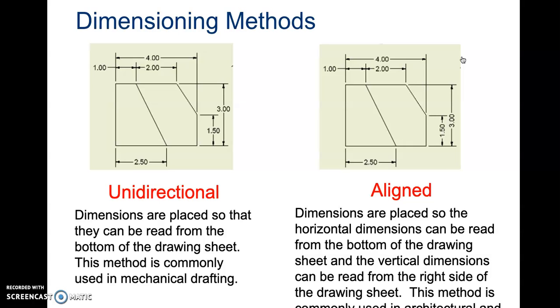So when is each one used? Well, typically in mechanical drafting, the type of engineering we're doing, we're going to use the unidirectional type. On the right, the aligned style is often used in architectural and structural drafting. So if you're looking at blueprints for a building, oftentimes they will be drawn up with the aligned dimensions. I've also seen it where the aligned is used frequently for the metric system. So there is that option as well.